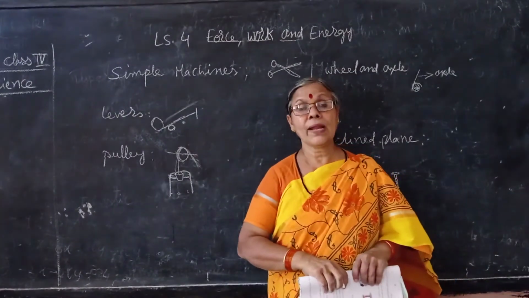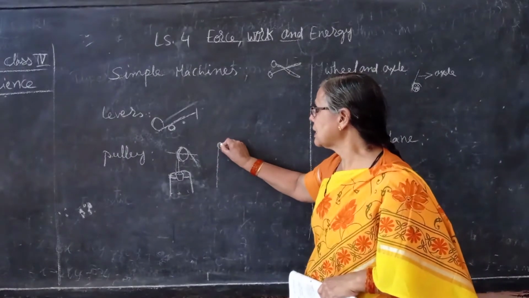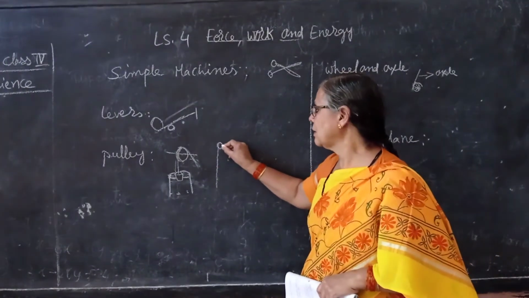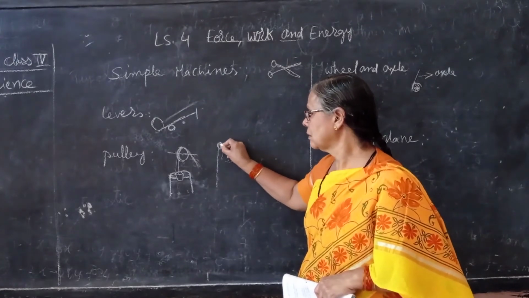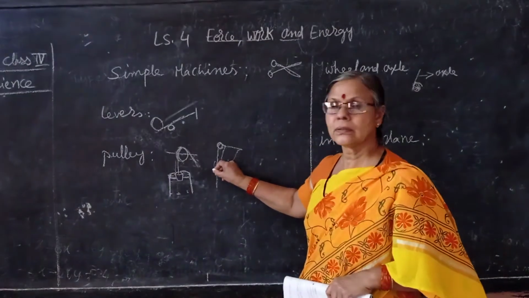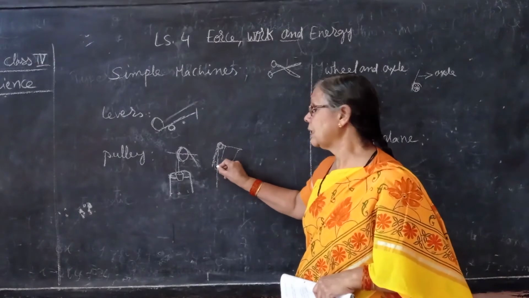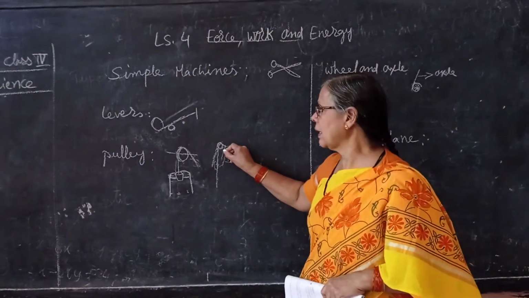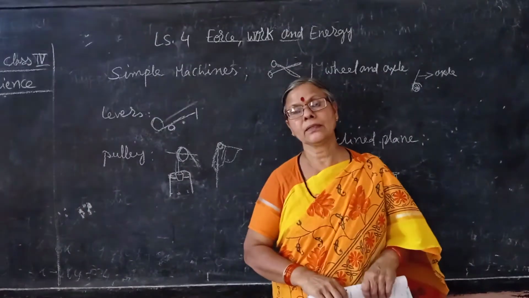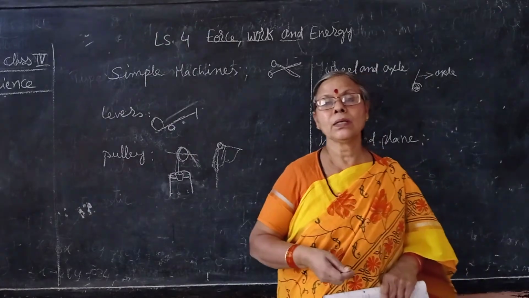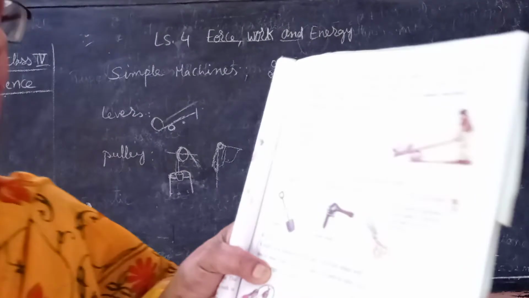When the flag is being hoisted, here you can find the wheel, and the rope is tied to the flag and the rod. When you pull the rope, the flag automatically comes up. And big cranes are there to lift up loads on ships and all. How do they lift these? These are the cranes.